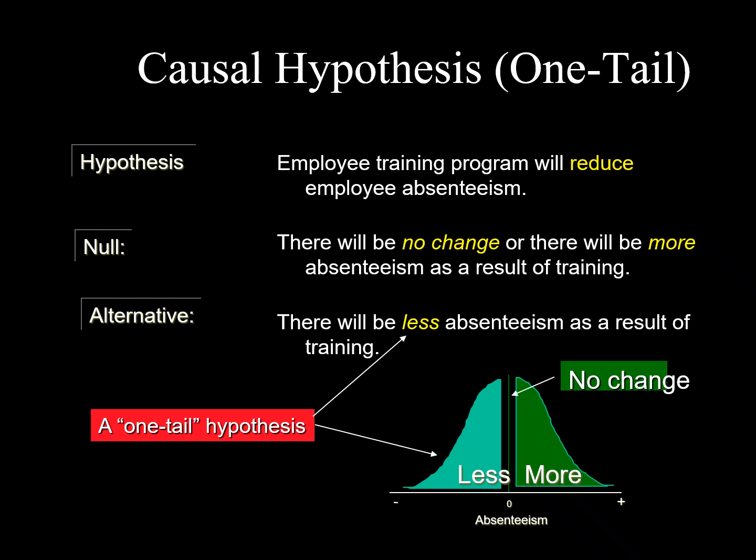And again, when we look at this, we can think about this as far as the one-tailed test. If we're looking at there will be less absenteeism, and we're measuring absenteeism on a 0 to positive scale, we're only looking to see, does the actual training get people to do less absenteeism? We don't care if they do more or equal, no change or more. So again, that's the advantage of the one-tailed test.